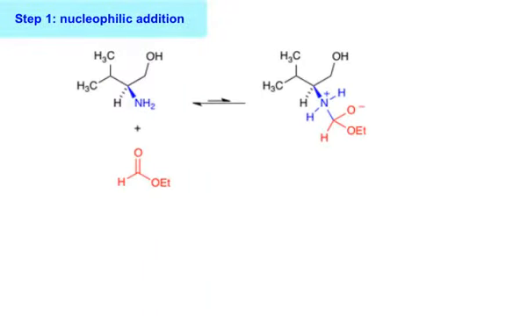The first step is nucleophilic addition of the amine to the ester carbonyl. This gives a tetrahedral intermediate, which is positively charged on nitrogen and negatively charged on oxygen. The tetrahedral intermediate is less stable than the neutral amine and ester reactants, so the equilibrium will favor reactants.